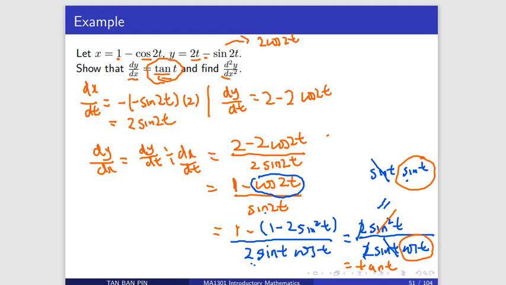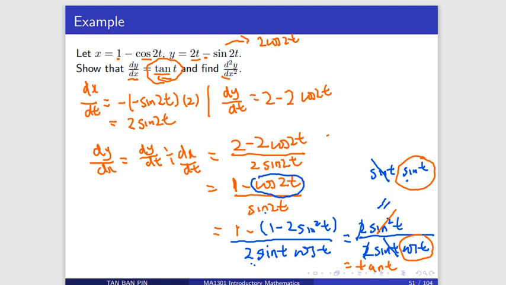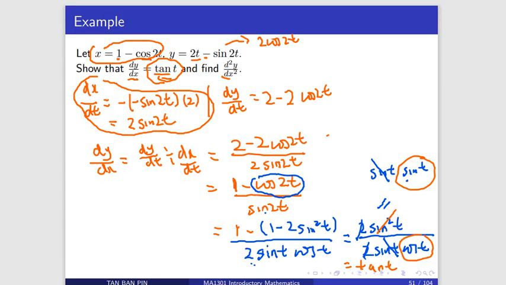And for the second part, you want to find d²y/dx². So we have dy/dx is tan t. Then we also have x is 1 minus cosine 2t, and dx/dt is 2 sine 2t. So let's copy this here: dx/dt is 2 sine 2t.